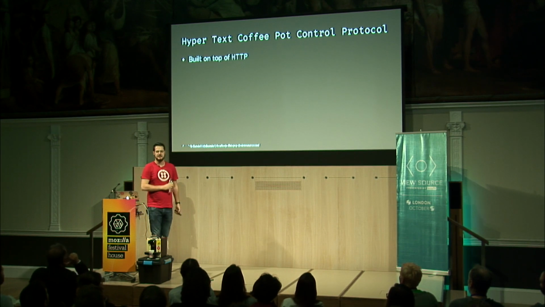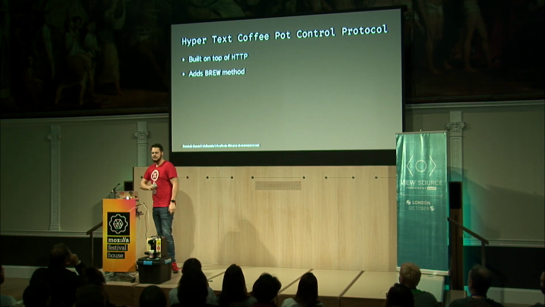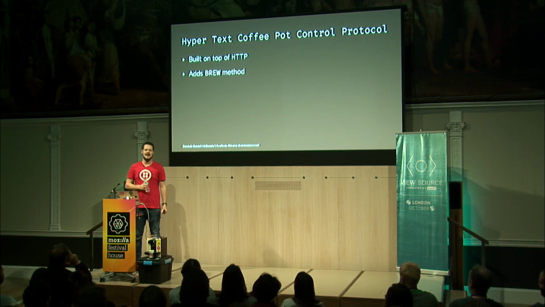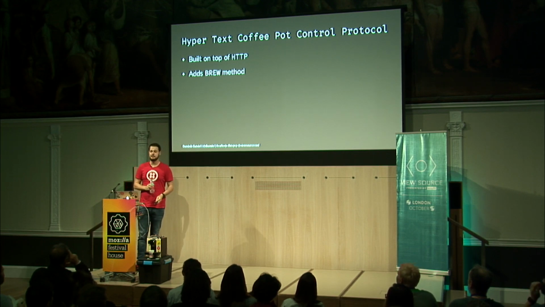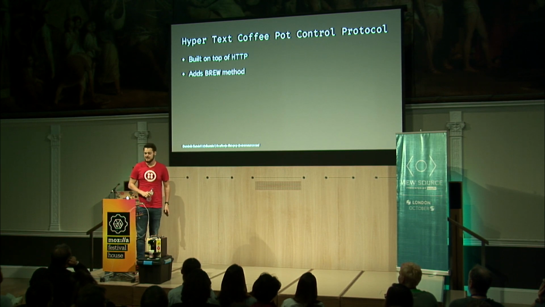So it's built on top of HTTP, which is nice because that means I can implement it. It adds a BREW method, which acts according to the spec just like the POST method. The thing is, they explicitly call out this is not limited to coffee. You could implement a beer brewing protocol and use this BREW method.